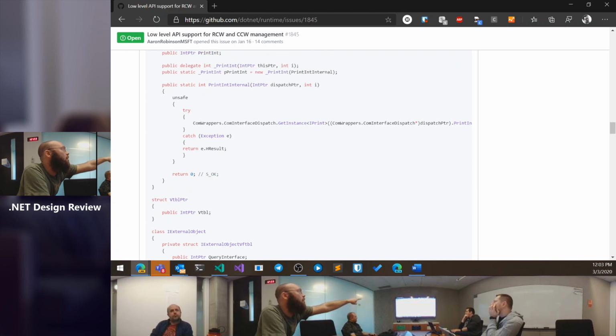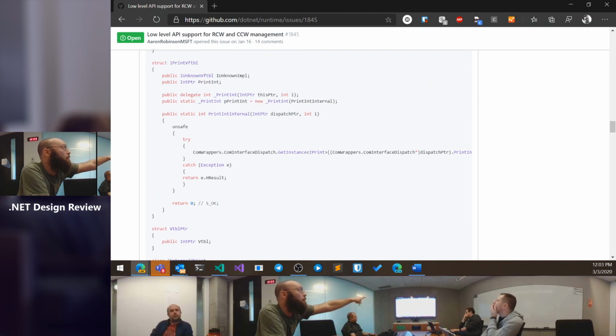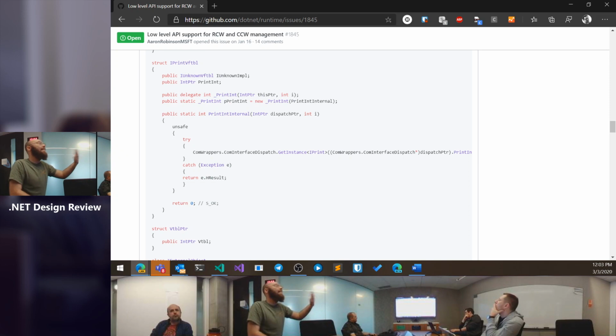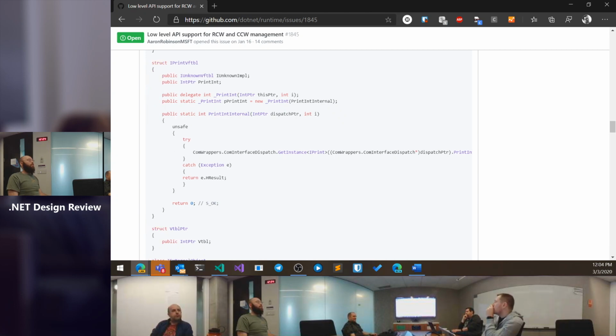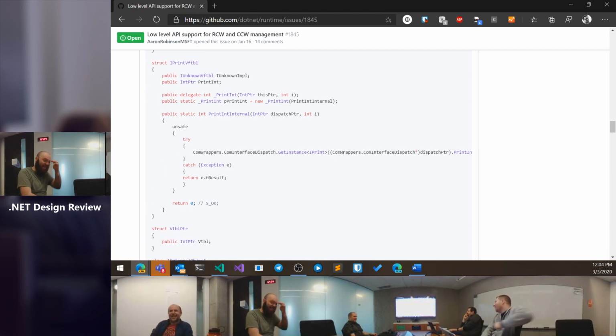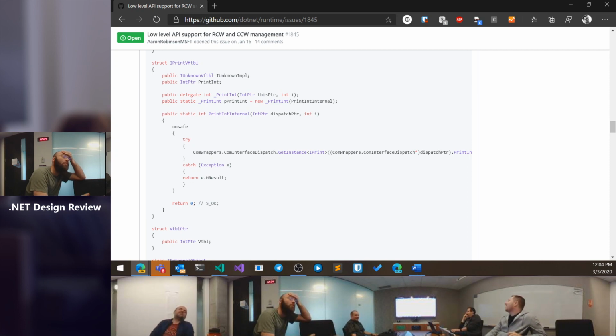So this is the CCW stub. Basically we're dispatching back into the dispatcher, and I need to get back my managed instance. Because the native has called it, I have to hand back a pointer, and from this pointer, how do I get to the managed object? It's a very complicated API. And that's just the first step.